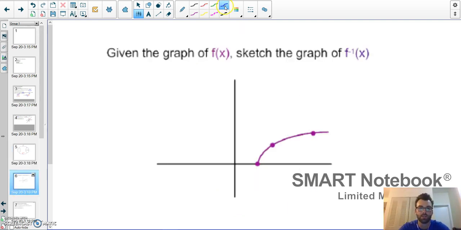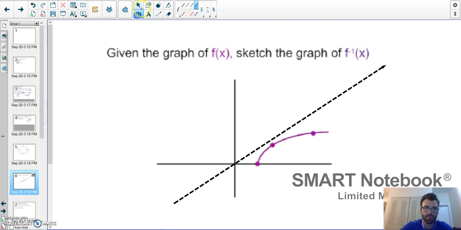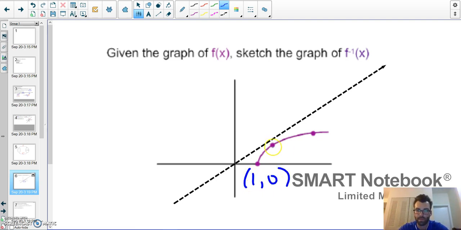Okay, so here we're given a graph, and we're asked to sketch the graph of the inverse of x. So what I want to do, let's use a dotted line. I'm going to throw a line through here that's about y equals x. Maybe let's say this was shifted over. Let's call this point 1, 0. Let's call this point 2, 1. Let's call this point 5, 2. So it's a square root function that was shifted 1 unit to the right.